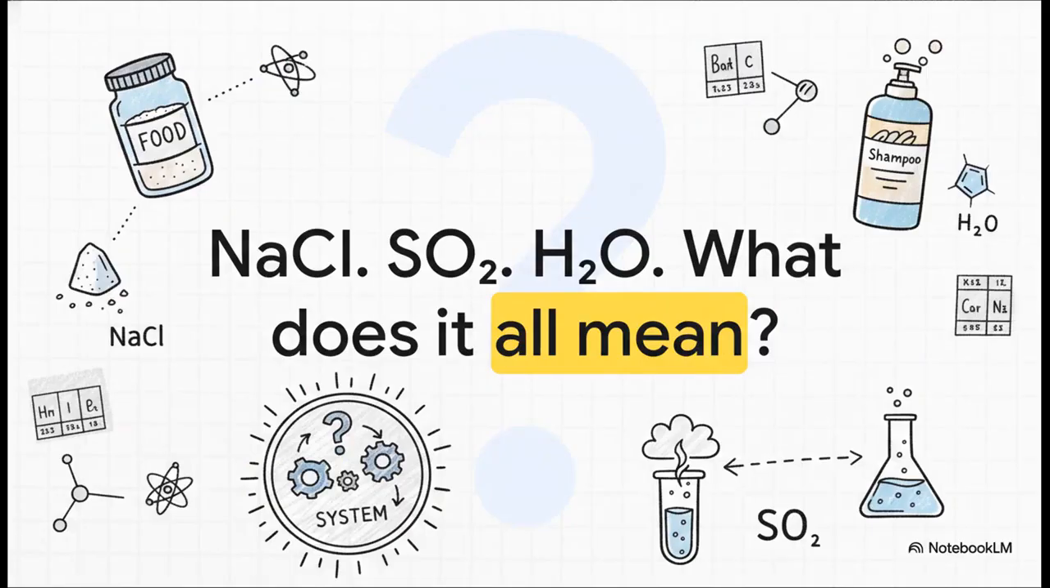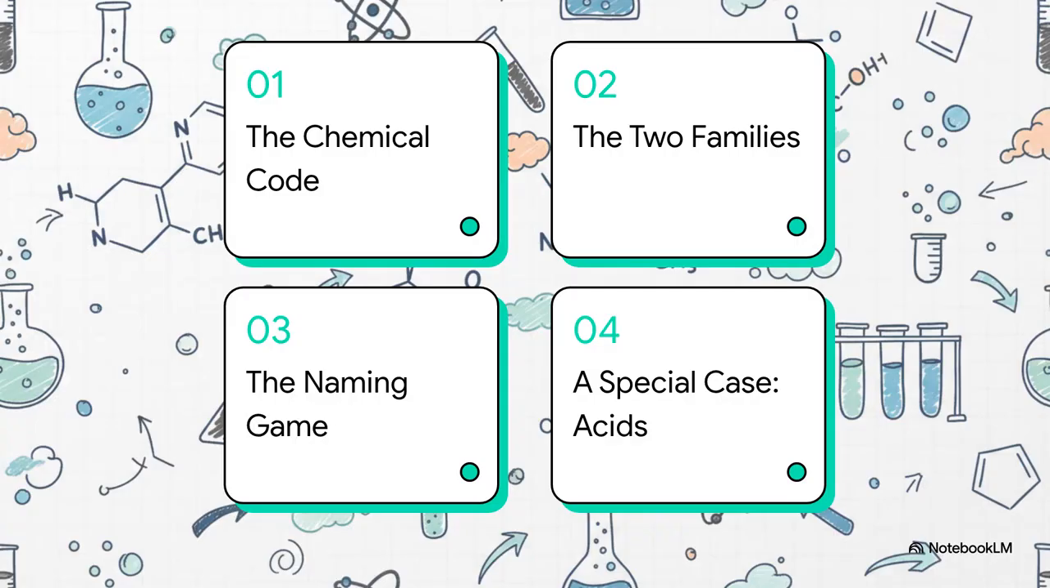You've seen these formulas everywhere, right? On food labels, in science class, maybe even on the back of your shampoo bottle. We all know NaCl is salt, and H2O is water. But how do we get from that jumble of letters and numbers to an actual name? What's the secret system? Here's the game plan.